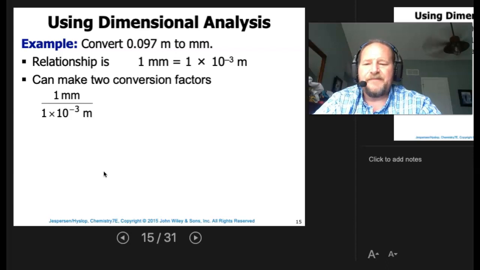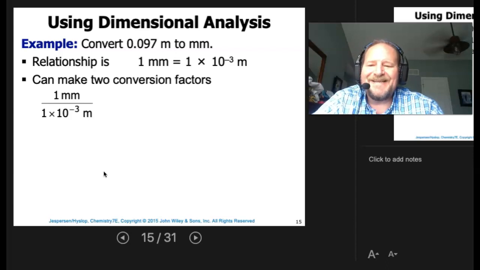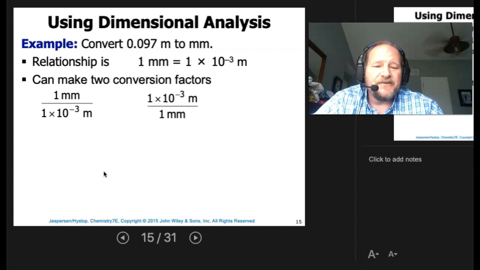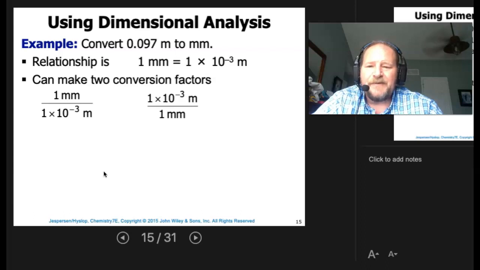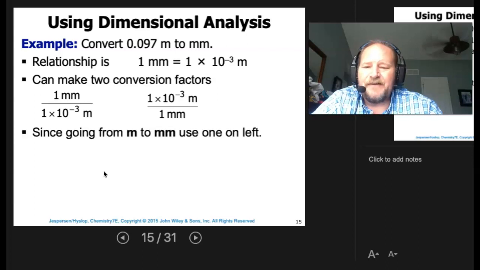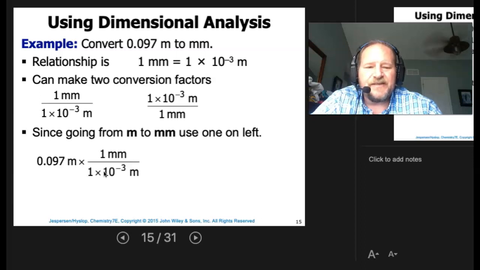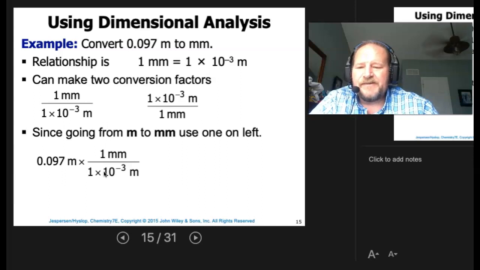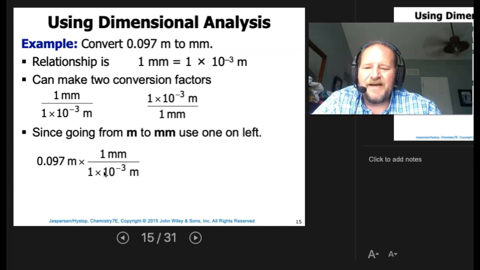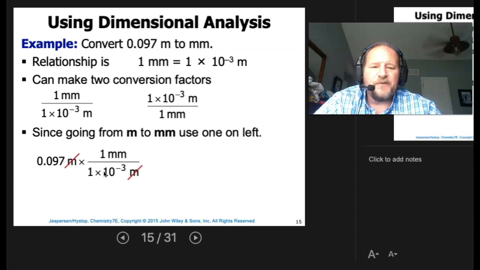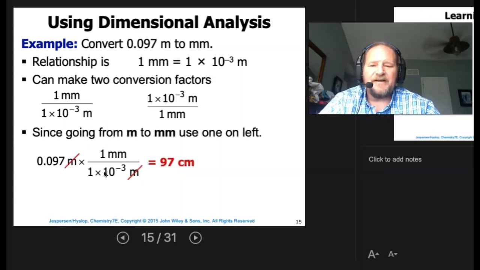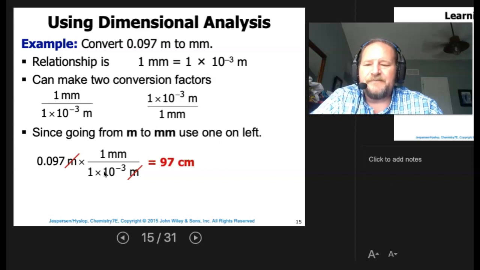Once again, you can make two conversion factors. We could say 1 millimeter over 10 to the negative 3 meters, or 10 to the 3 millimeters over meter. What I want to do is get what I want by itself and on top. So if I'm converting 0.097 meters to millimeters, then I'm going to want millimeters on the top, right? Since I'm going from meters to millimeters, we'll use the one on the left where we have the millimeters on top. So we have 0.097 meters times 1 millimeter divided by 1 times 10 to the negative 3 meters. Meters will cancel out. We can run that through our calculator and we get 97 millimeters.